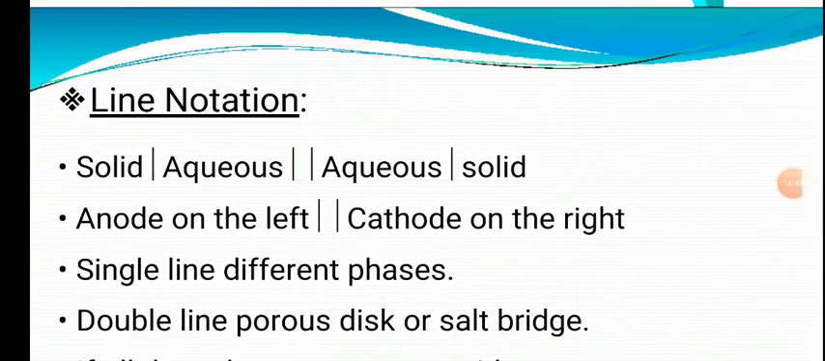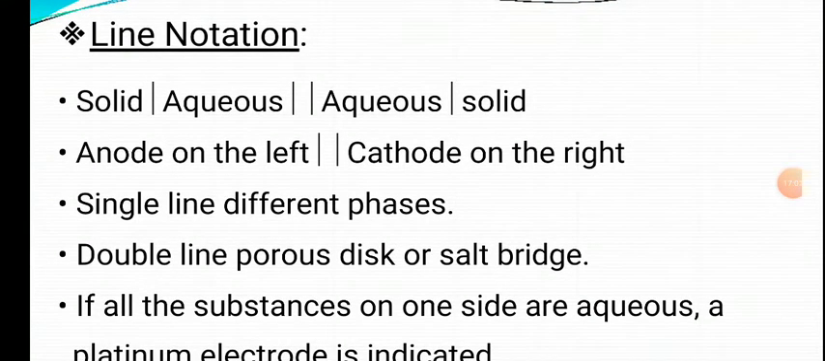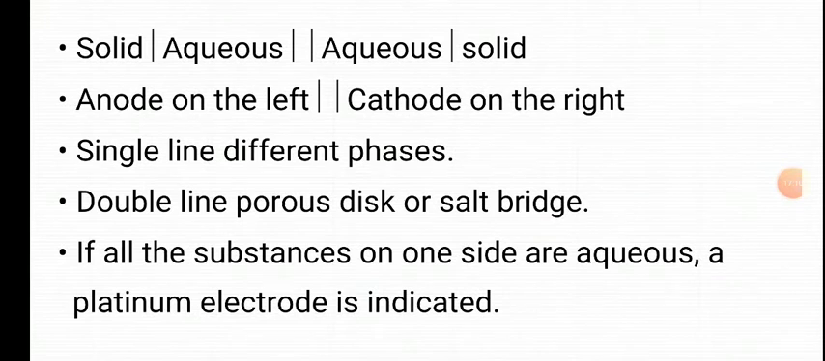On the left hand side, we place the half cell which acts as the anode, and on the right hand side the electrode is the cathode. The single line defines a phase boundary, since the electrode is solid but the solution is aqueous. So the single line differentiates between the defined phases, and the double line separates the two solutions, keeping them separate.